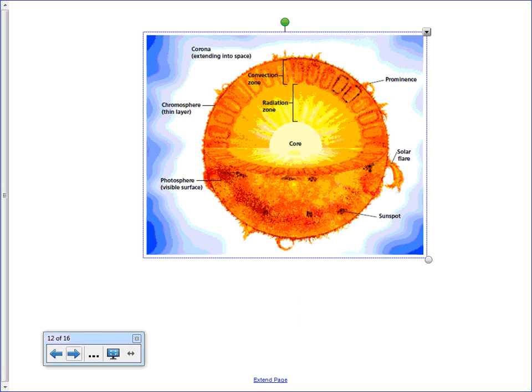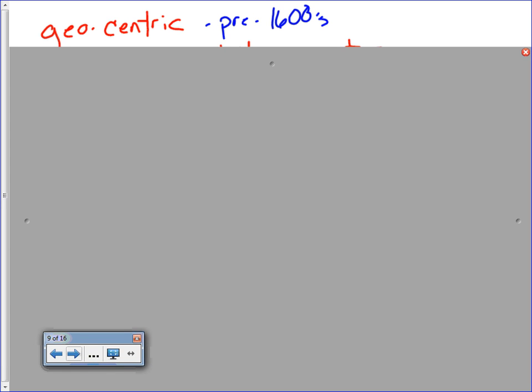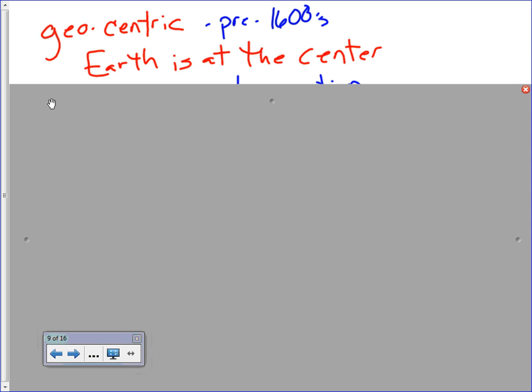the sun. Okay, so geocentric. The geocentric model, sorry, geo means earth, centric means center. So before the 1600s, this was the general idea that the earth was in the center of the solar system. The earth is the center of everything.